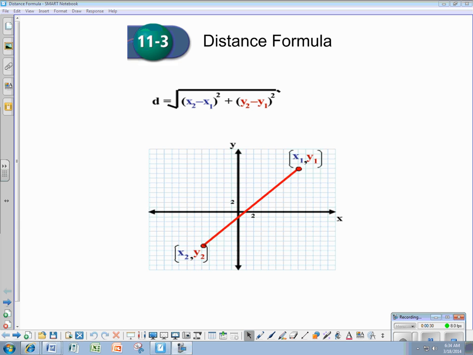Now, x2 and x1 are just locations on the graph or locations on a map. And you're finding the distance between those two. So what we're going to do is we're going to go over a couple examples, starting with this first one.